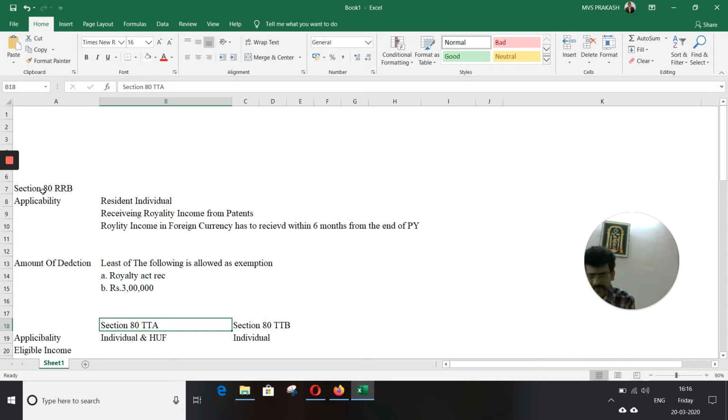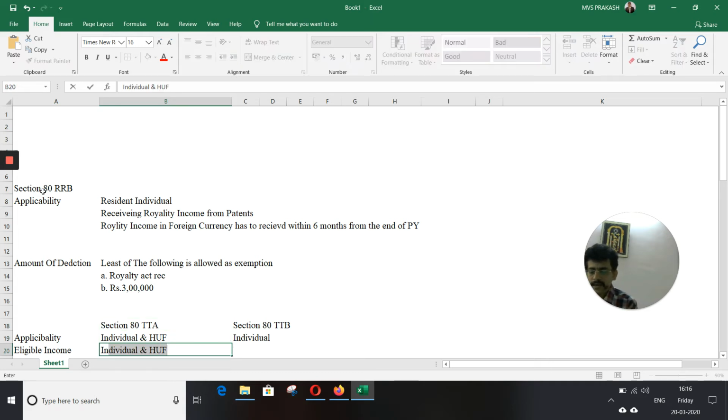Now, let us get into TTA, TTB. What is TTA? To whom is it applicable? Any person who is an individual or HUF. If a few conditions are satisfied, he can take the benefit of TTA. Now, what is the condition? He is having eligible income, which is nothing but interest on savings deposit.